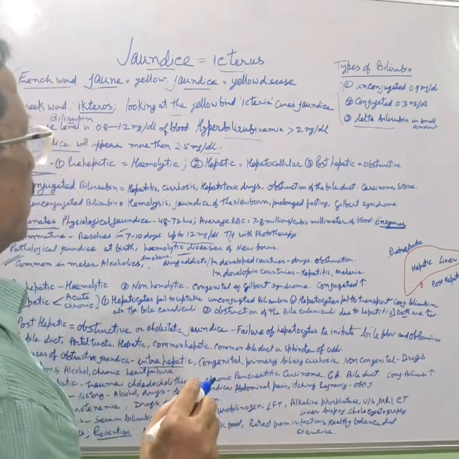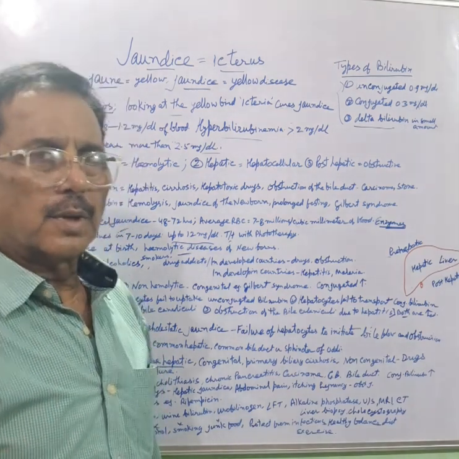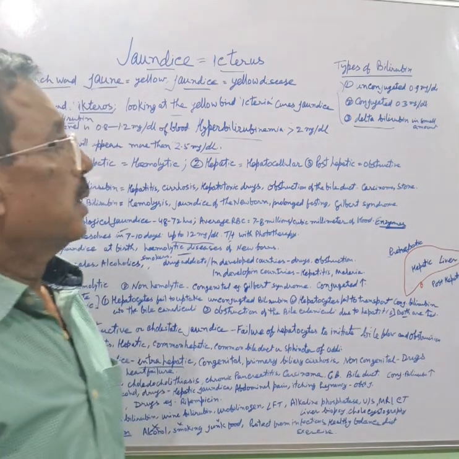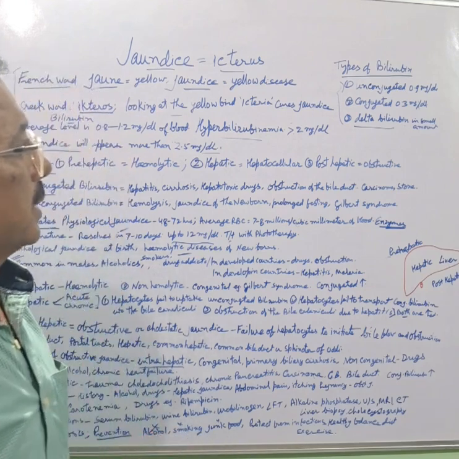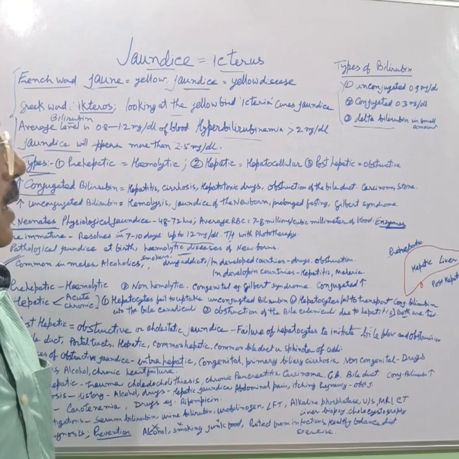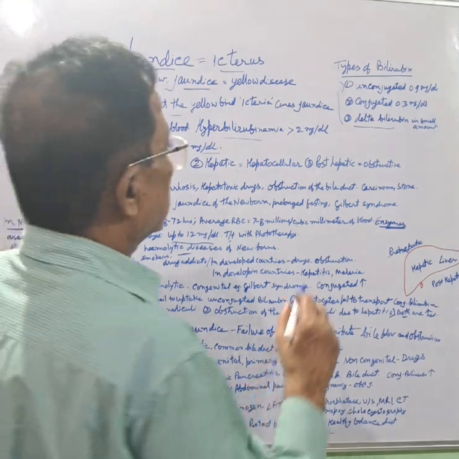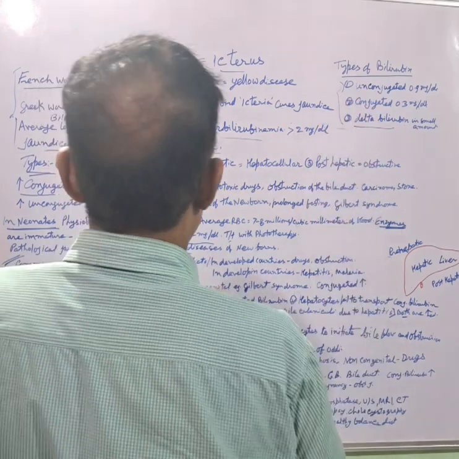Types of bilirubin. Three types of bilirubin are present. Unconjugated bilirubin is in large amount, 0.9 milligram per deciliter. Conjugated is 0.3 milligram per deciliter, and delta bilirubin is present in very small amount. This is types of bilirubin.